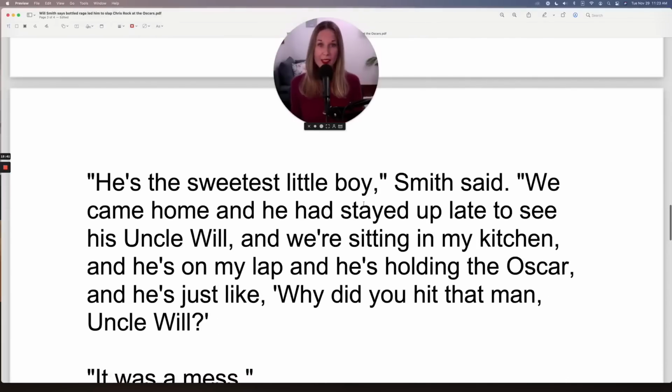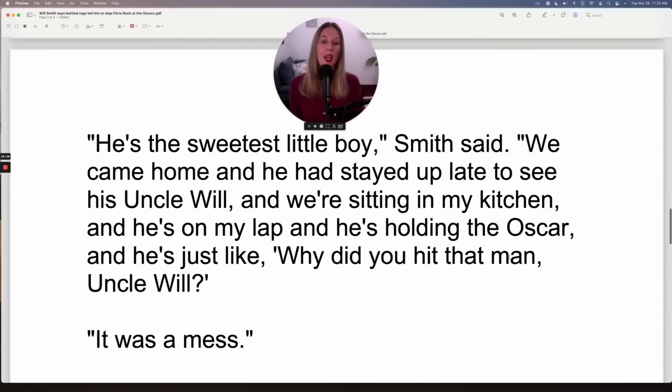He's the sweetest little boy, Smith said. We came home and he had stayed up late to see his Uncle Will, and we're sitting in my kitchen and he's on my lap and he's holding the Oscar and he's just like, "Why did you hit that man, Uncle Will?"